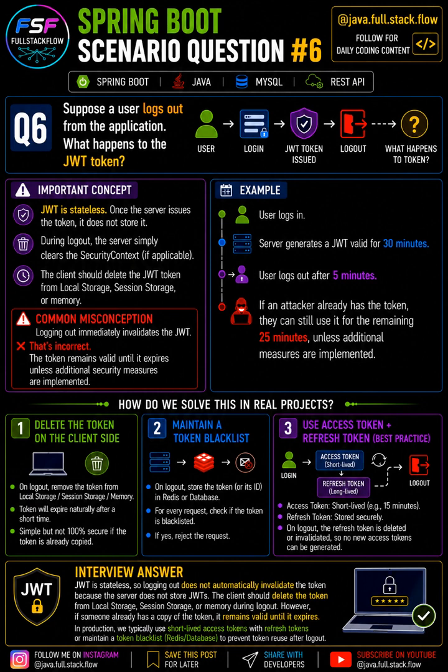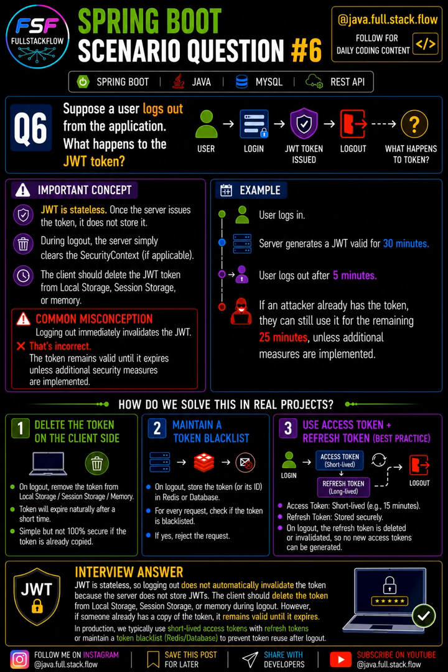Let's take a simple example. A user logs in and the server issues a JWT token that's valid for 30 minutes. Now the user logs out after 5 minutes. If an attacker has already copied the JWT token, they can still use it for the remaining 25 minutes because the token has not expired yet, unless additional measures are implemented.